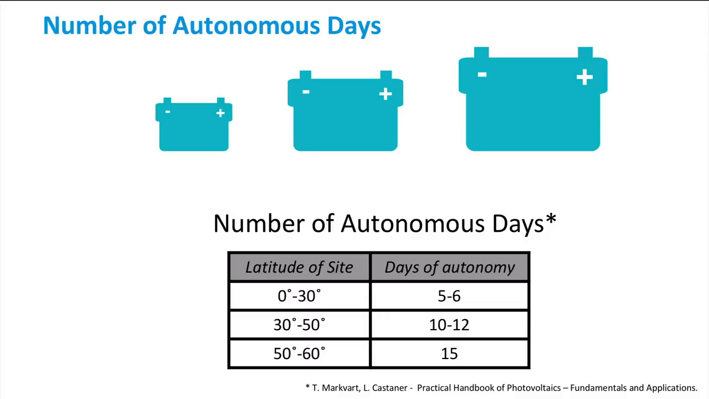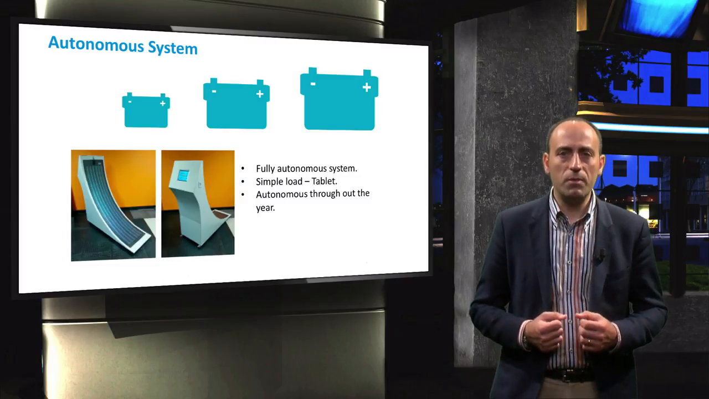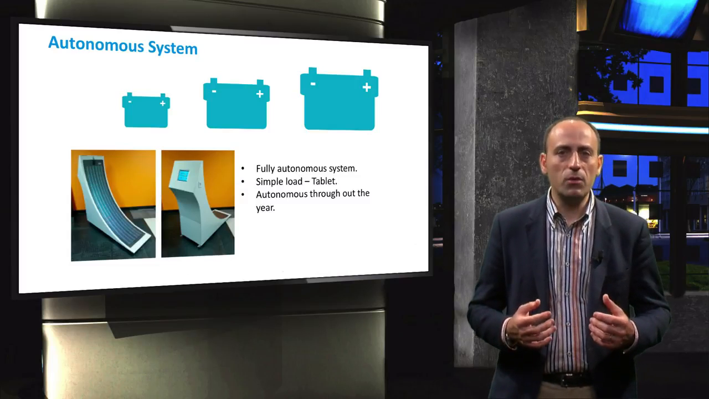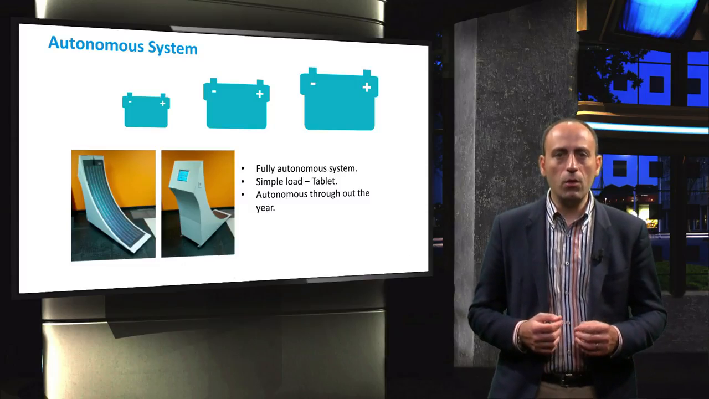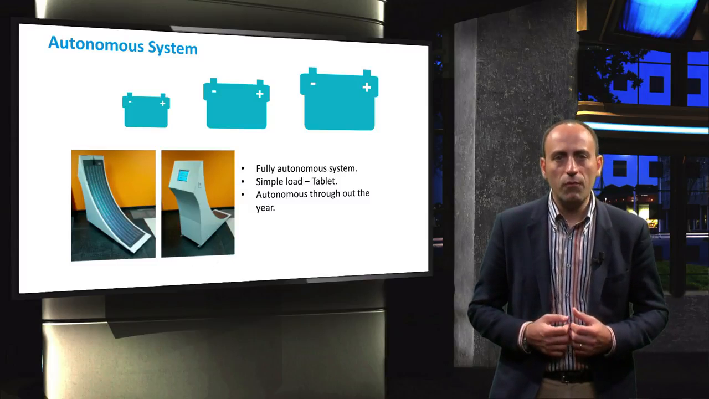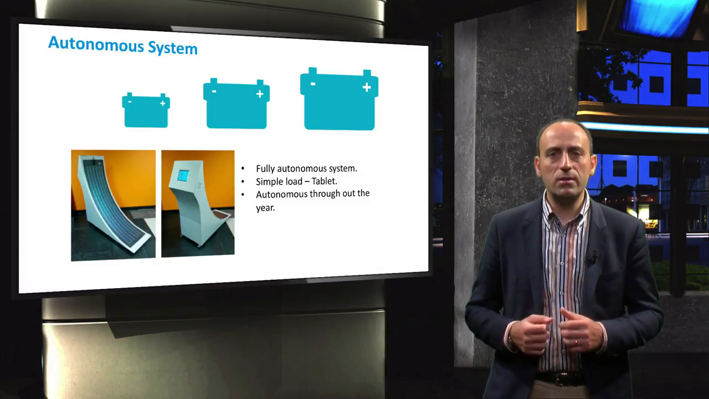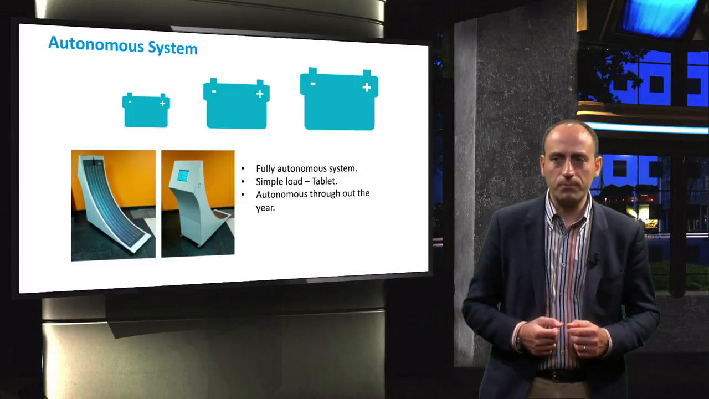For standalone PV systems with small load demands, a fully autonomous system can be more easily achieved. Here we see a simple example of a standalone PV system. This is an infotainment spot that is fully powered by solar energy with a battery backup. The load is a simple tablet that requires only a few watts of power to operate. For any location in the Netherlands, this system is fully autonomous at all times with just a single battery as a backup.